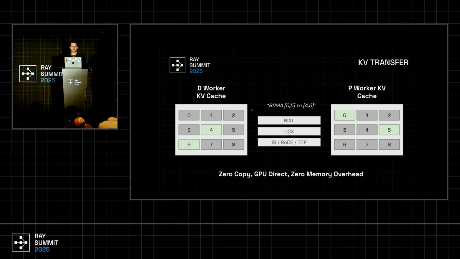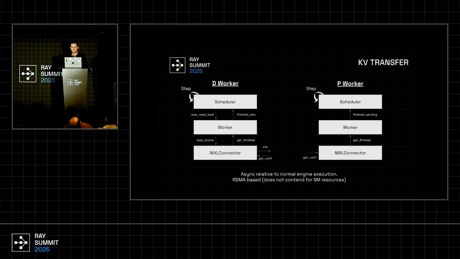But NIXL also supports other backends such as the Mooncake transfer engine. So it provides a lot of flexibility that allows us to support a wide variety of different transport protocols. Additionally, especially with InfiniBand and RoCE, NIXL and UCX support zero-copy GPUDirect, which allows us to do these transfers with very little memory overhead.